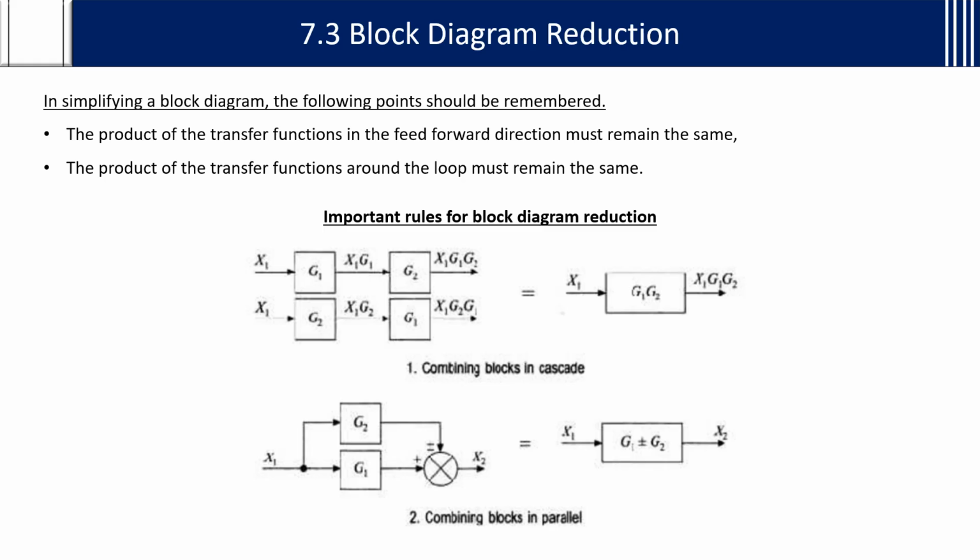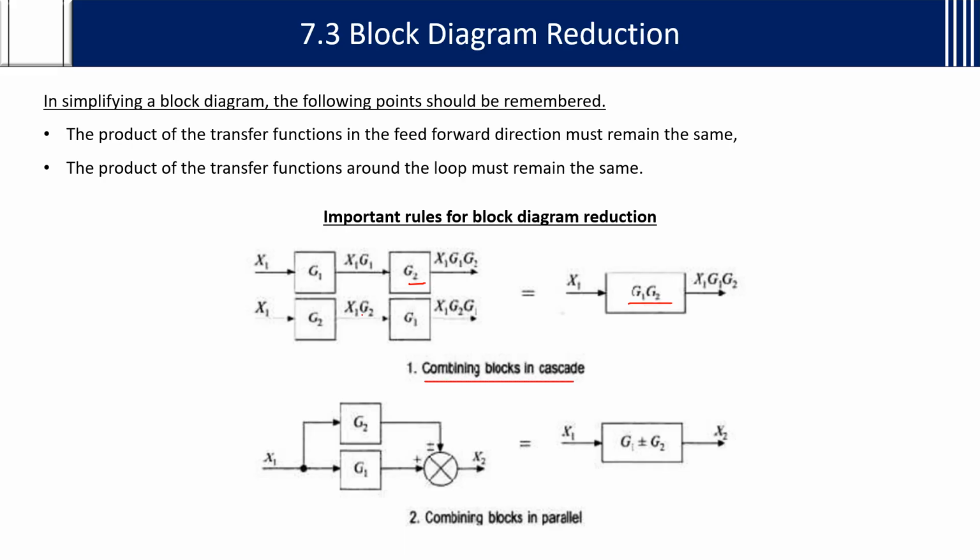If the blocks are in cascade, that is nothing but in series, G1, G2 or G2, G1, anyway, then the input and G1 will be multiplied and the output will be X1 G1. For G2, it will become X1 G1 G2. In the same way, with G2 first, the output will become X1 G2 G1. Either way you are getting the same output. So if the blocks are connected in cascade, the equation will be in this way: G1 G2 is multiplied and we write that in the block diagram.